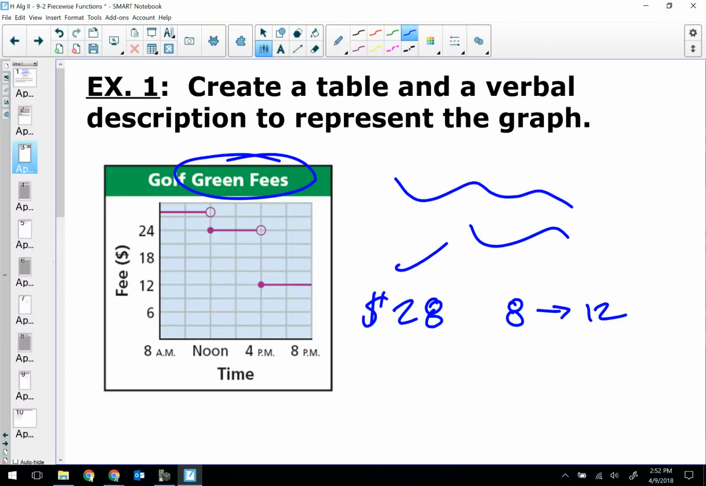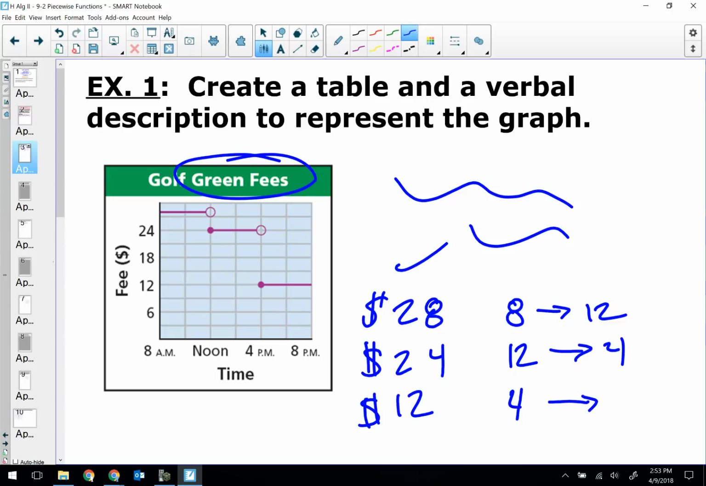But once it hits noon, the price drops a little bit. How much does it drop to? It drops to $24. And that goes till 4 p.m. Once it hits 4 p.m., though, it goes from $24 all the way down to $12. And that's from 4 p.m. on, right? So think about why that's happening.